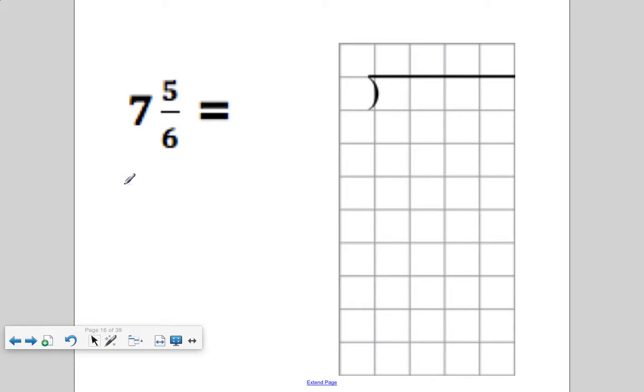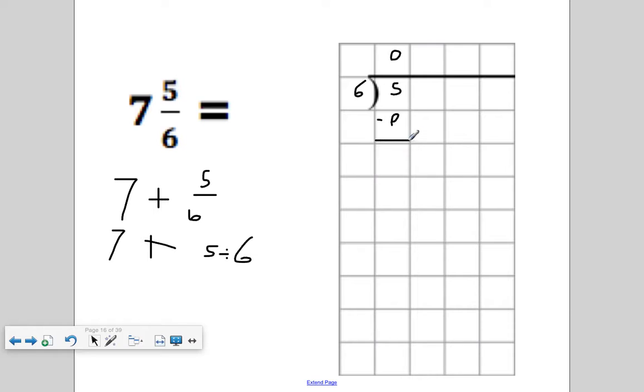7 and 5/6. That really is saying I'm adding the whole number 7 with 5/6. So let's find what this is. Let's turn the 5/6 to a decimal. That's 5 divided by 6. So 5 is divided into 6 groups. Can 6 go into 5? 0 times.